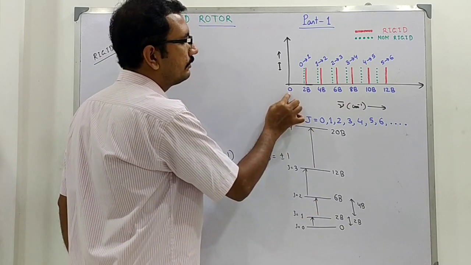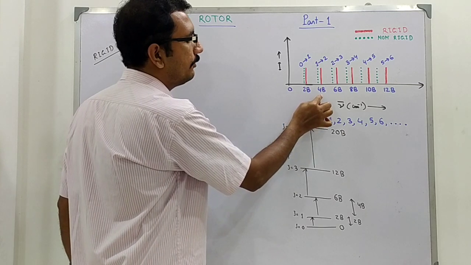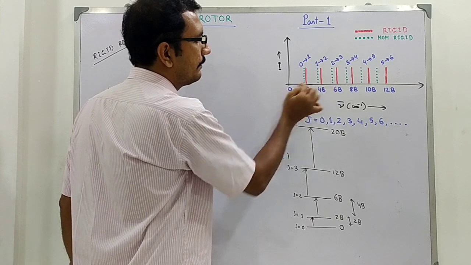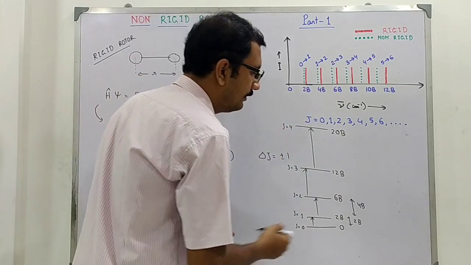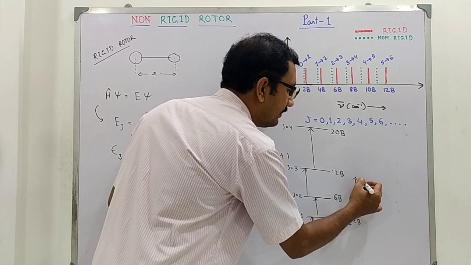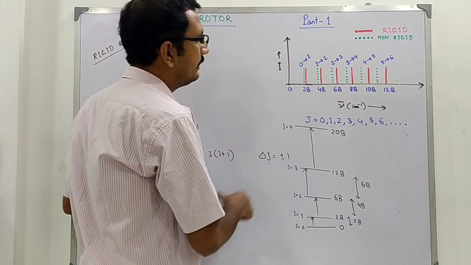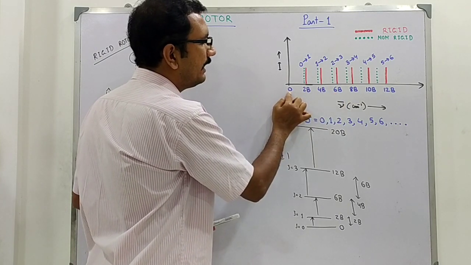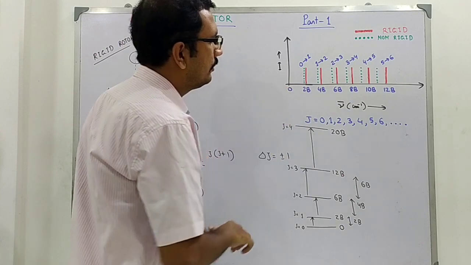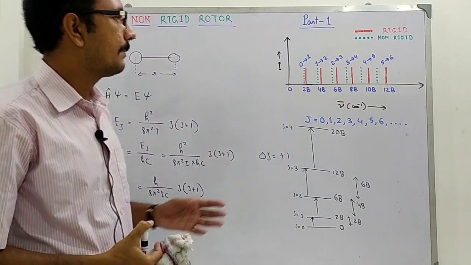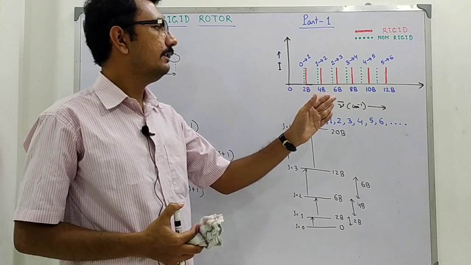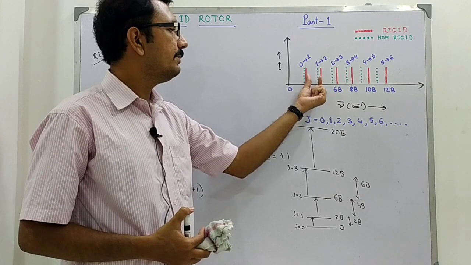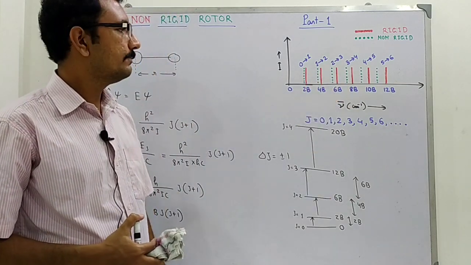Now starting from 0, if we get the spectral line at 4B, it will be 2B distance away from the first line. Next, for the next transition, the energy gap is 6B. So you will get the third line at position 6B from the start. So again there will be a separation of 2B. So the spectrum for the rigid rotor will be separated by equal amounts, that is, there is a gap of 2B between each pair of lines.